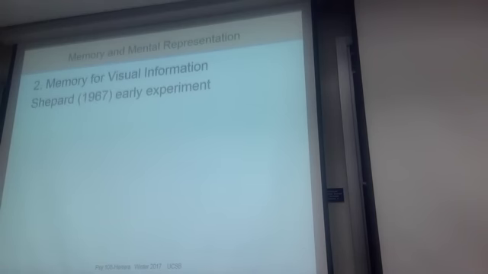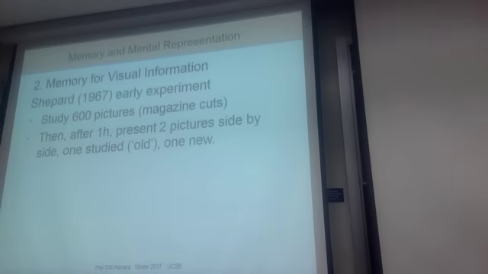So then turn to the Shepard 1967 study. And so here, participants were looking at 600 different images that were basically cut from magazines. And then after an hour of being exposed to these different pictures, they're presented with two pictures side by side. One is one of the ones that was a part of this 600 picture list that they had seen before, and one would be new. And they're supposed to determine which one is the old one, the one that they've seen before.